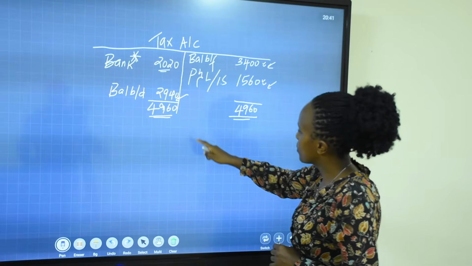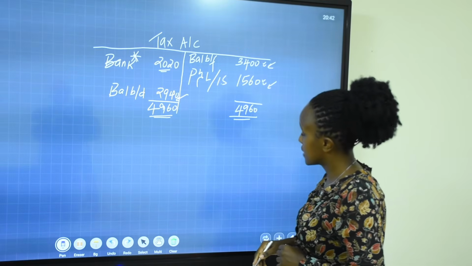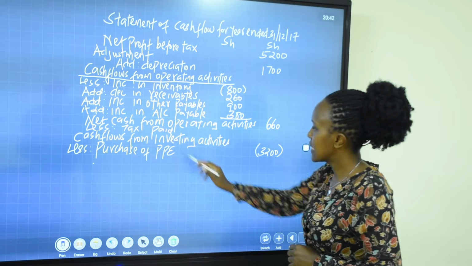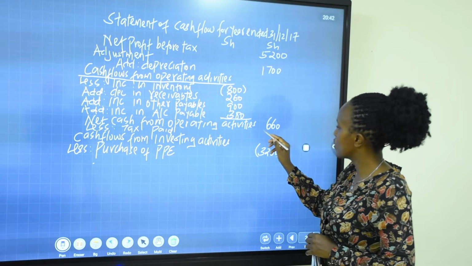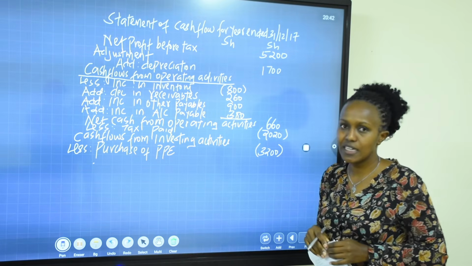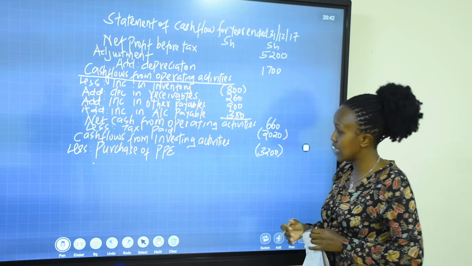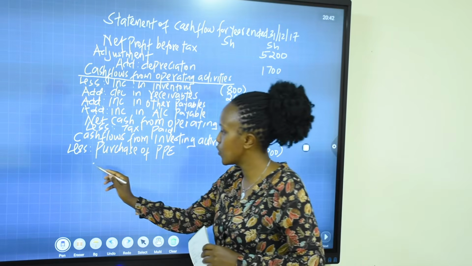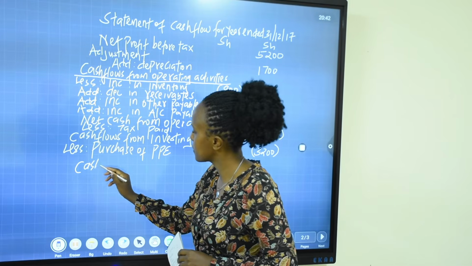So this is how we compute the tax that was paid. And now we can come back to our cash flow and say that the tax that was paid, we are going to place there, is 2020. The tax that was paid is an outflow because payment of tax is an outflow. So we are left with the cash flows from financing activities.